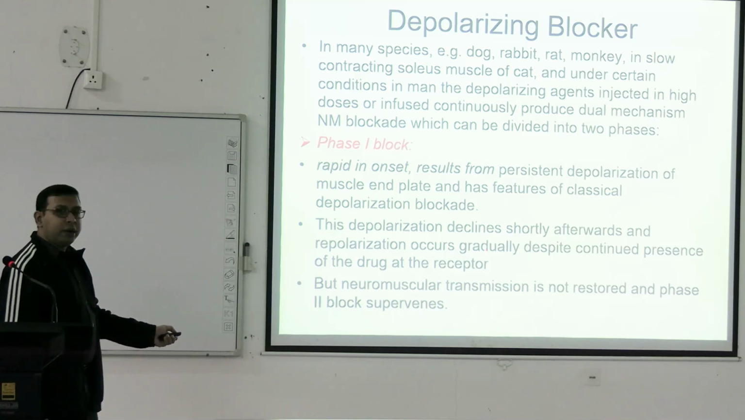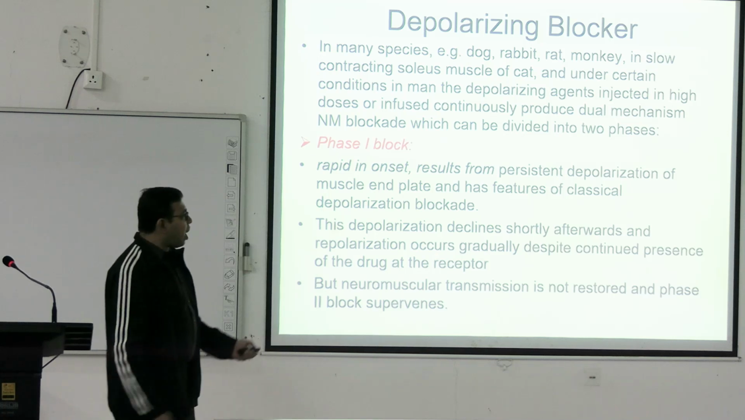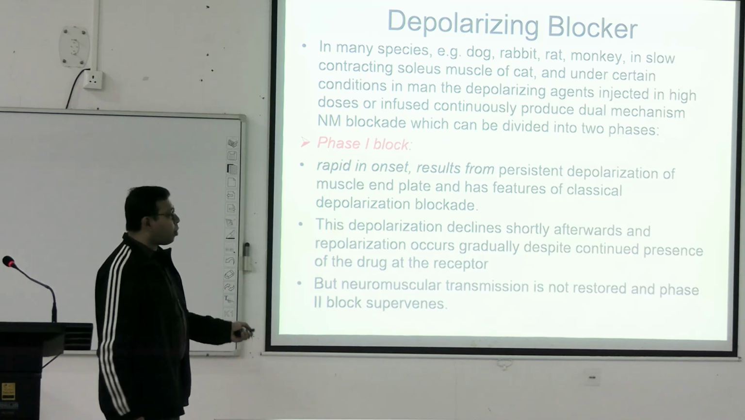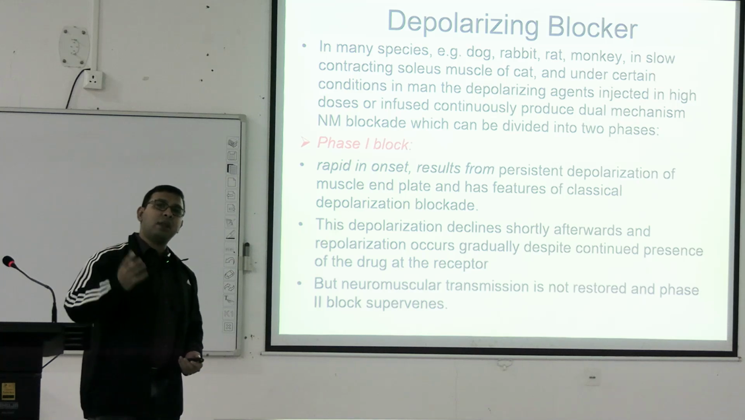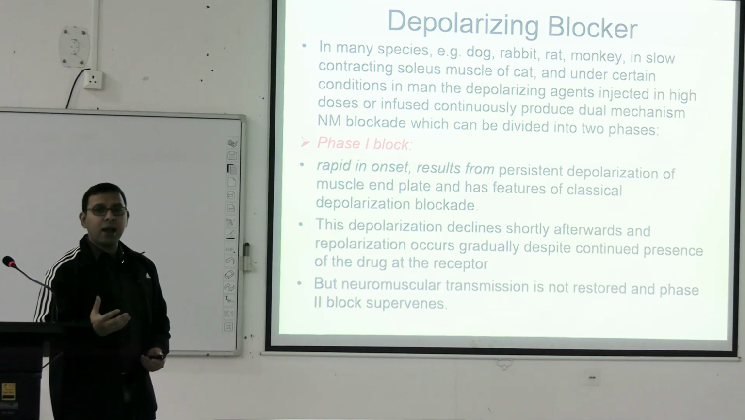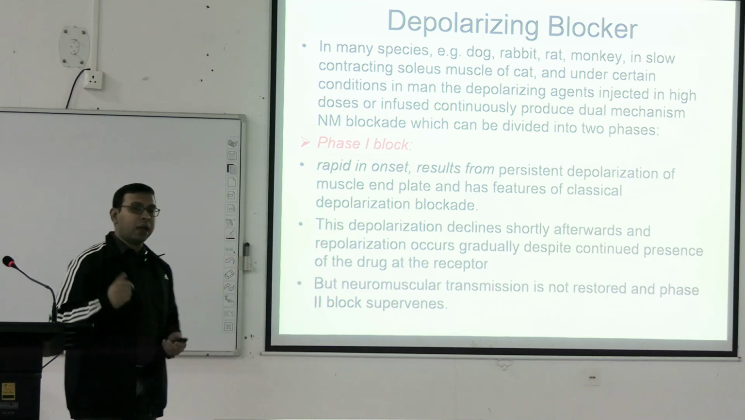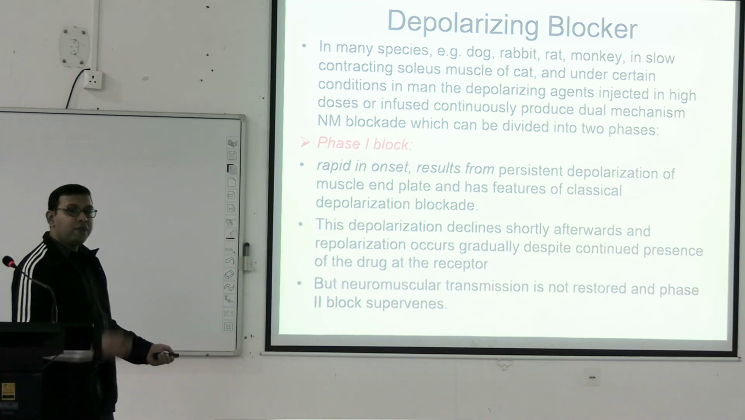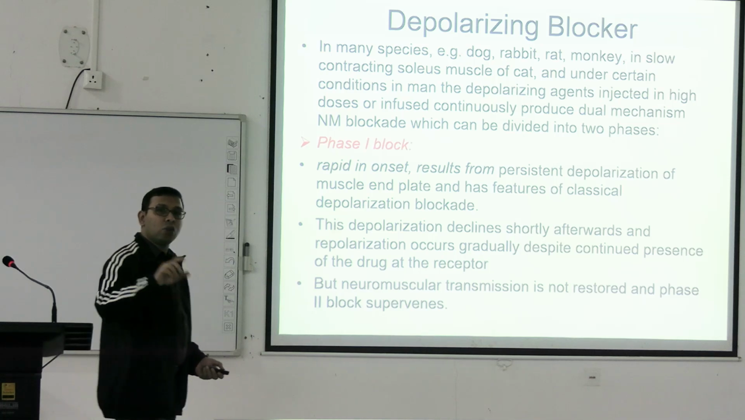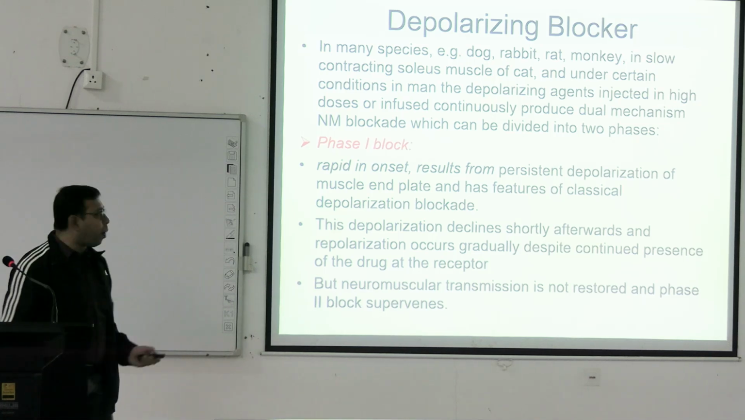This depolarization declines shortly afterwards, and repolarization occurs gradually despite the continued presence of the drug at the receptor. Normally, succinylcholine is ultimately degraded, and the muscle properties come back again. But neuromuscular transmission is not restored if it is given in high doses or in those conditions I am discussing. In those cases, phase 2 block supervenes.